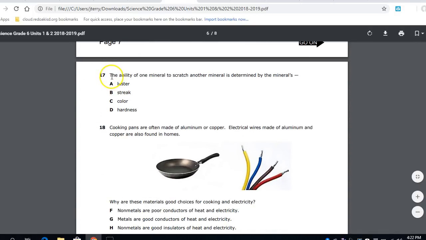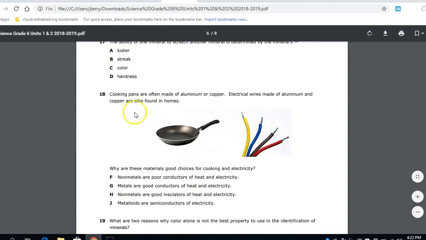Number 17. The ability of one mineral to scratch another mineral is determined by the mineral's: A, luster, B, streak, C, color, D, hardness.